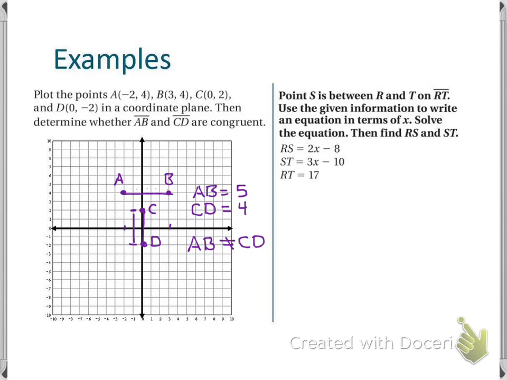Now, that also means that the segment AB is not congruent to CD. And that's because it's not equal. If it's not equal, it's not congruent.